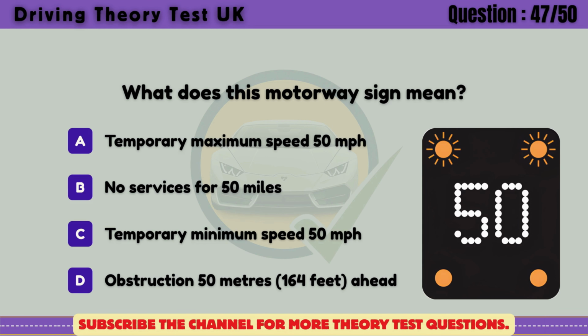Option A. Temporary maximum speed 50 miles per hour. B. No services for 50 miles. C. Temporary minimum speed 50 miles per hour. D. Obstruction 50 meters, 164 feet, ahead.